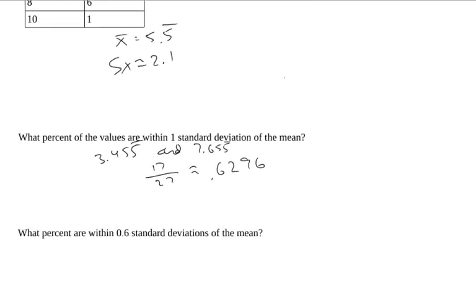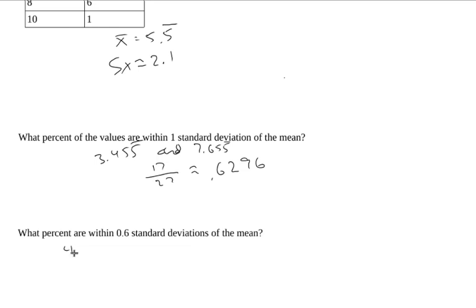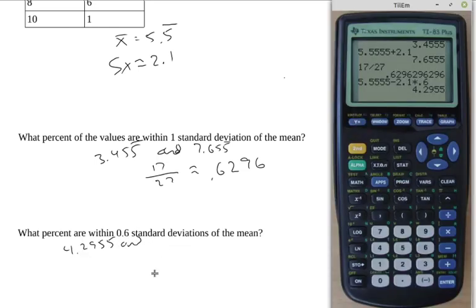What percent are within 0.6 standard deviations of the mean? Same sort of thing. We're going to do our mean plus or minus 0.6 times the standard deviation. So let me pull this line back up here. I'll do this times 0.6 to figure out our mean minus 0.6 times our standard deviation. So this will be 4.2955. And then them added together instead of subtracted, 6.81.